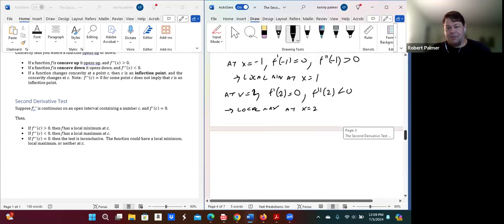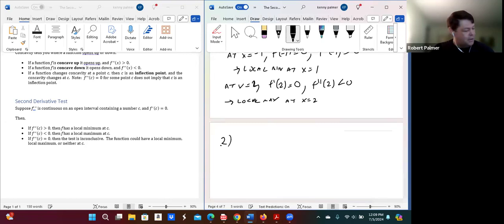Let's look at our next example, number 2. And this one is going to be f of x equals -2 times the cosine of x minus x. Okay. So once again, let's find both derivatives.